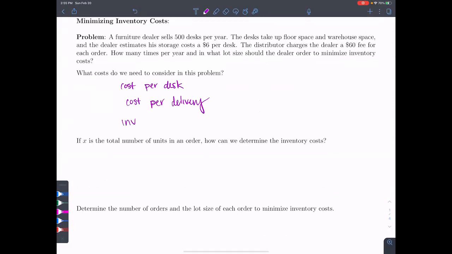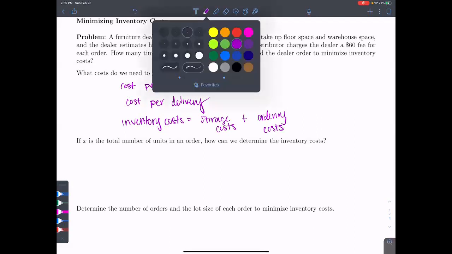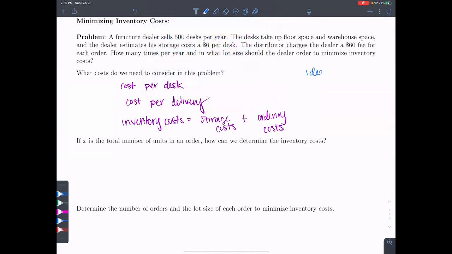So our inventory costs here would be equal to storage costs plus the ordering or delivering. So in an ideal scenario, we would know how many are sold, and it happens linearly.